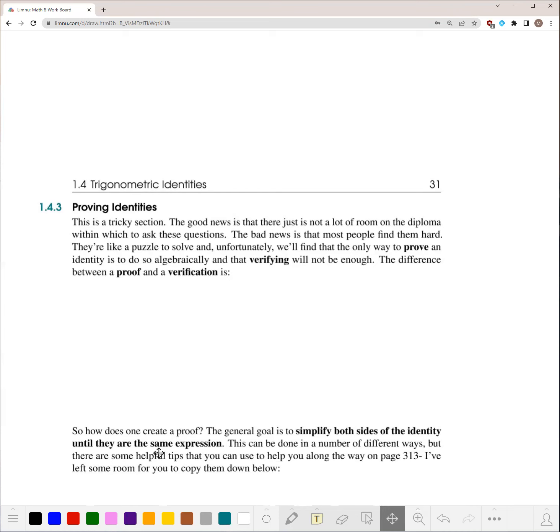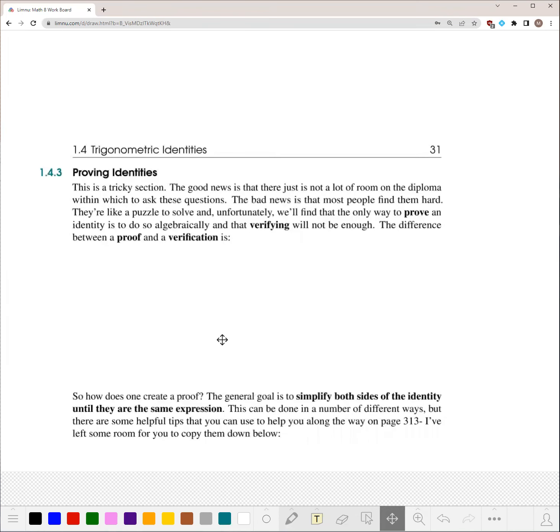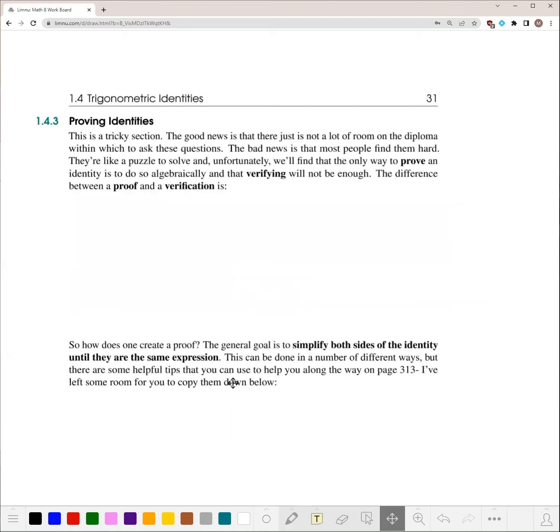So for proofs, remember, a proof is not a verification. A proof is an algebraic demonstration that both sides truly are equivalent, whereas verification is just checking at a specific value. So you don't want to do a verification under the assumption that it's going to be effective enough as a proof.